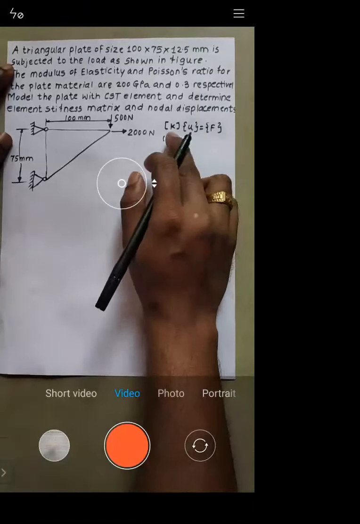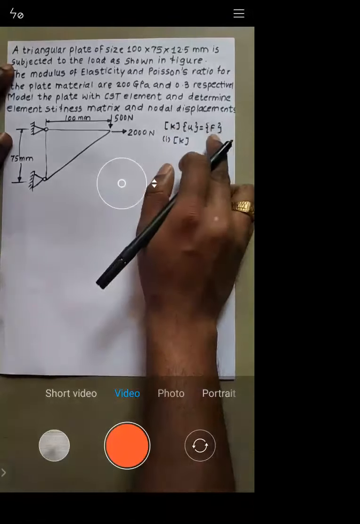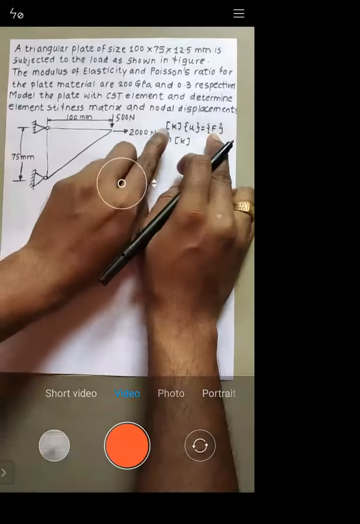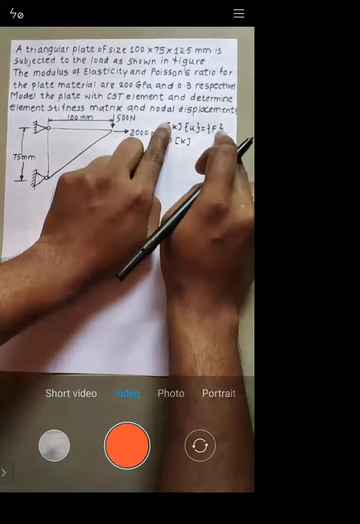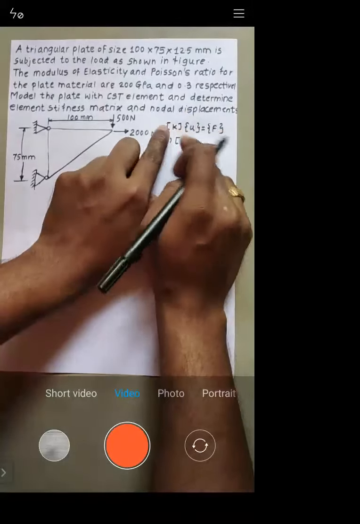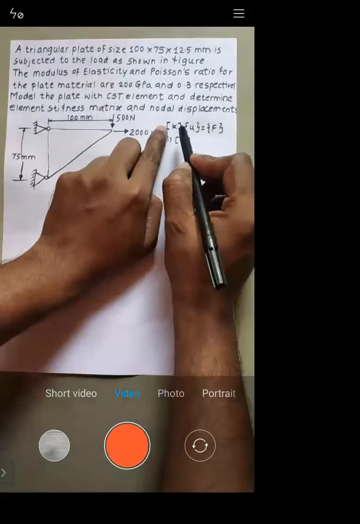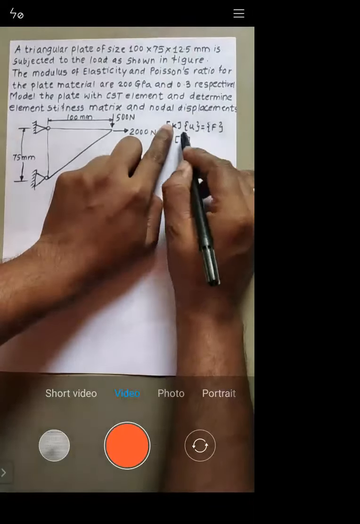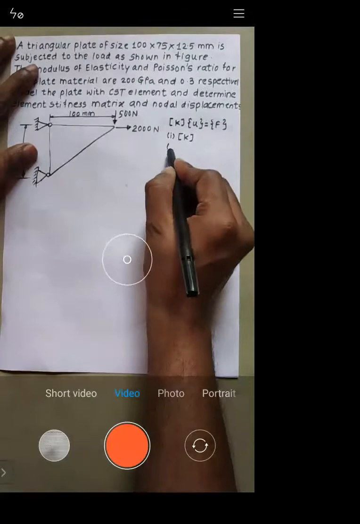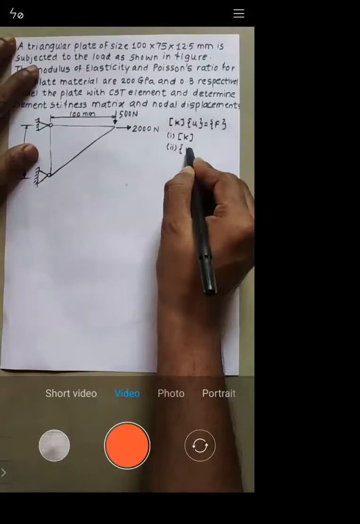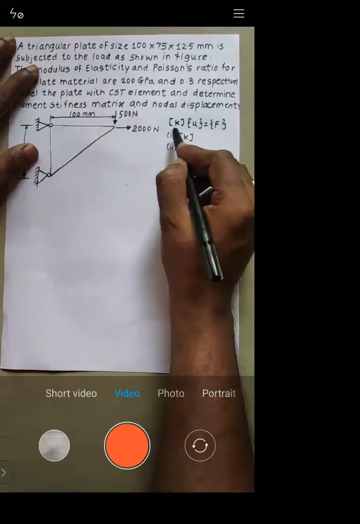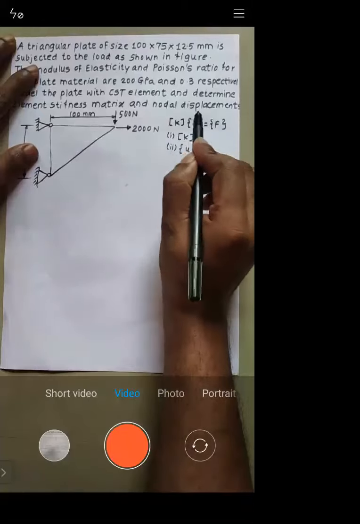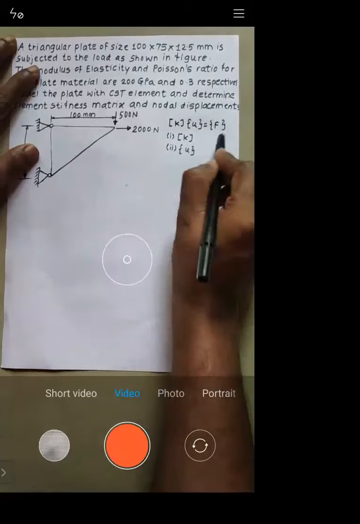Once we have the element stiffness matrix, the forces are given. Try to understand: element stiffness matrix into displacement is given by force. So first target is to determine the element stiffness matrix. Once we have it and the forces are given, we can calculate displacements. After this we need to calculate displacement from this equation, right?